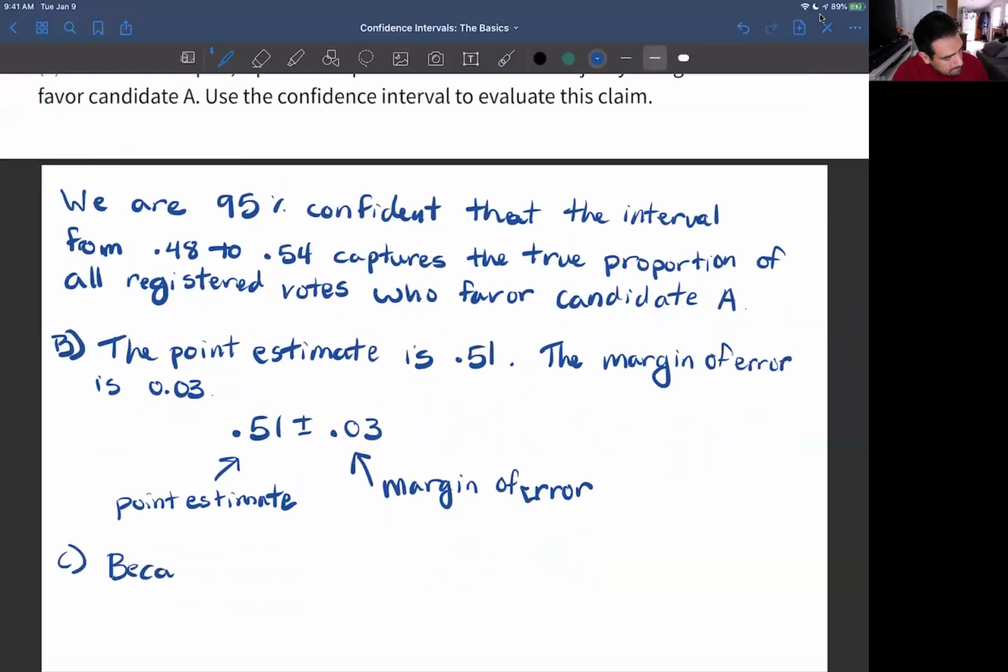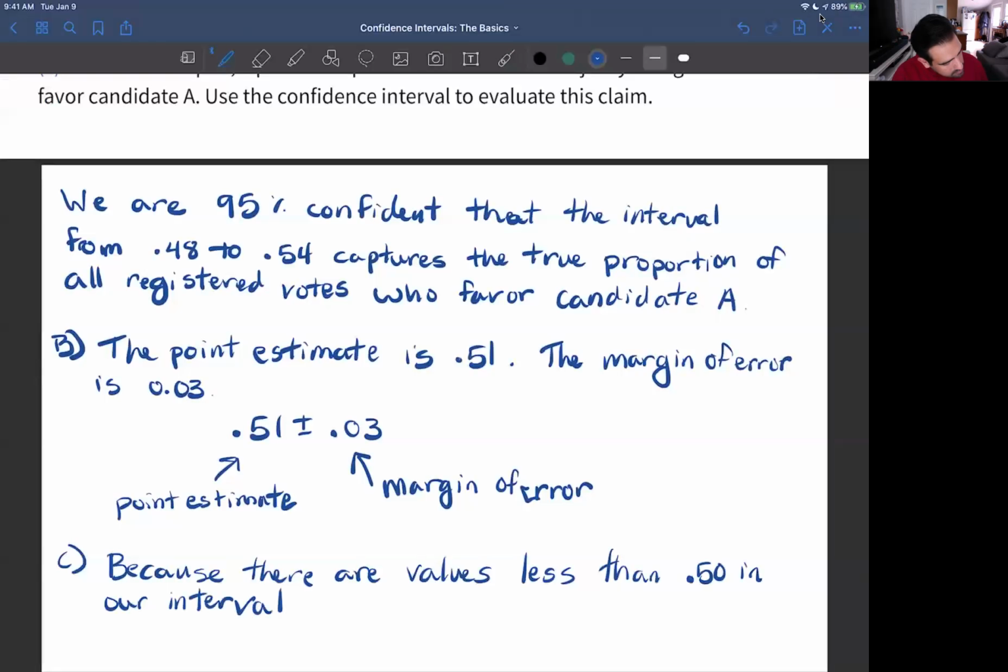So we're going to answer this by saying, because there are values less than 50% in our interval, we cannot support the claim.